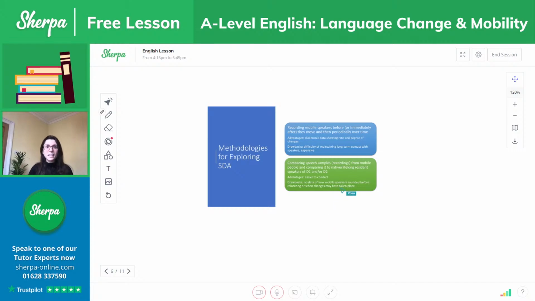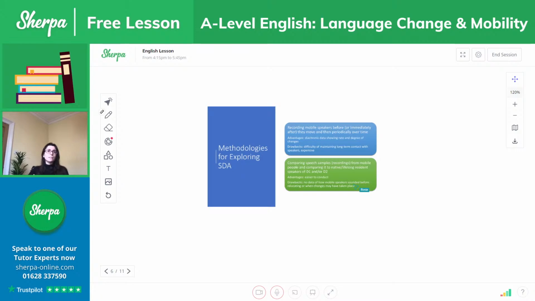So I guess this is kind of small, but there are two primary methodologies to try to explore second dialect acquisition. One is to record mobile speakers, geographically mobile speakers, before or immediately after they move from an area that speaks one dialect to another, and then periodically record them over time. So the advantage of this is you can really see what changes happened to this individual specifically, the rate at which it happened, what time in their life it happened.